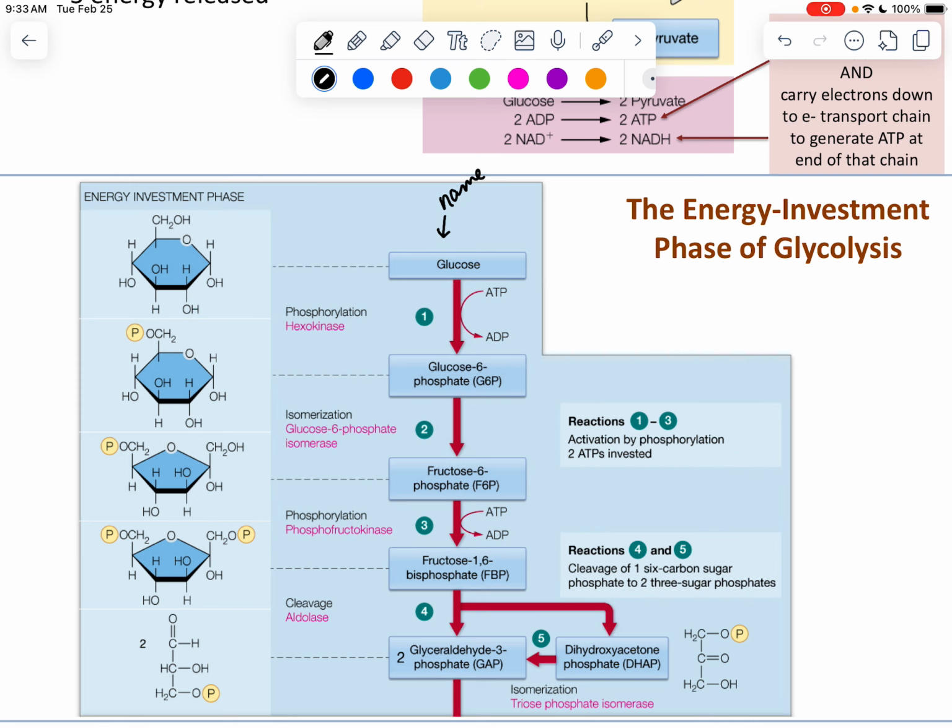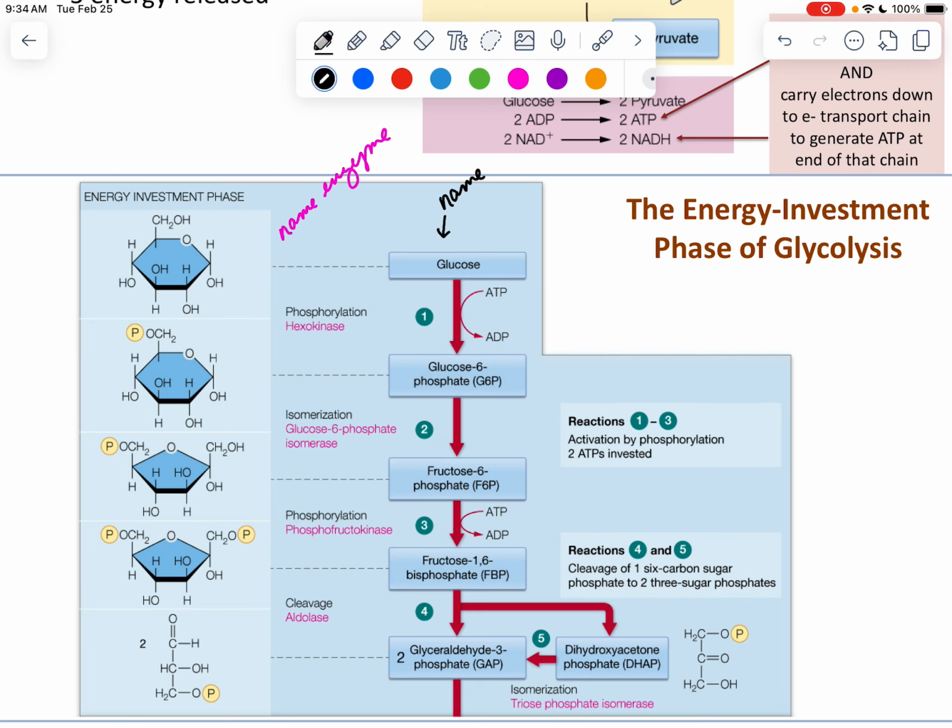Notice that in my first reaction, I'm forming glucose 6-phosphate, and that glucose 6-phosphate becomes the reactant for my next reaction. Okay, so we have this chain. The pink name over here is the name of the enzyme that catalyzes each step. So these steps would be really, really slow. They might happen without the enzyme, but not at any speed that would work for our bodies.